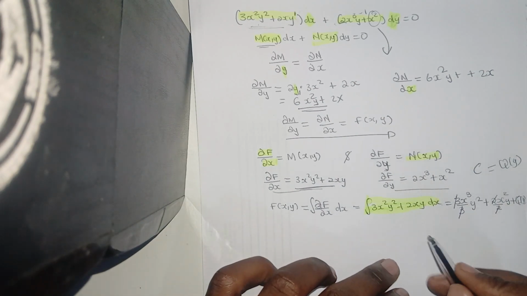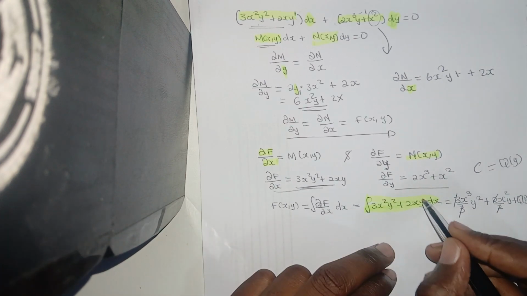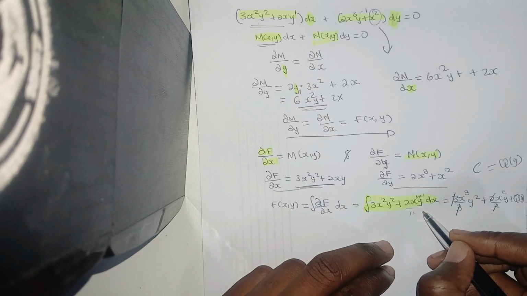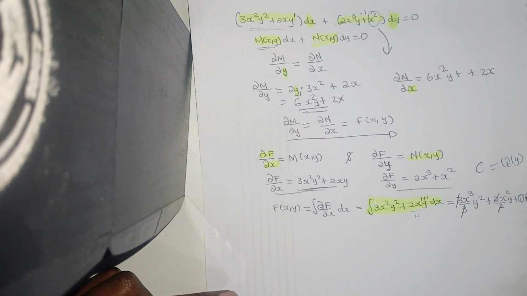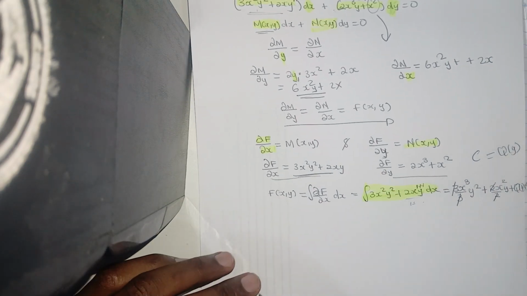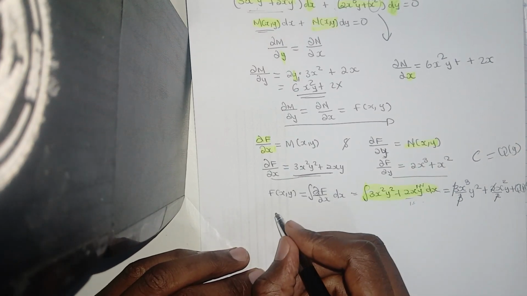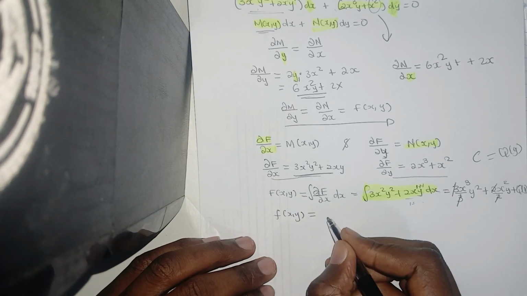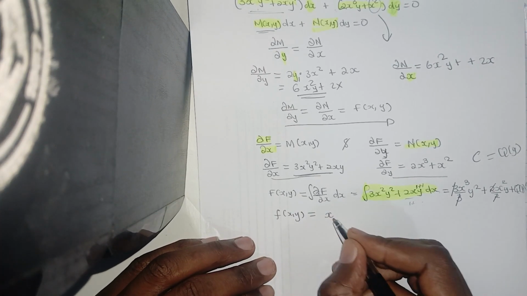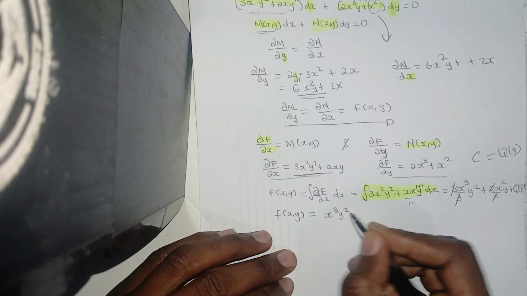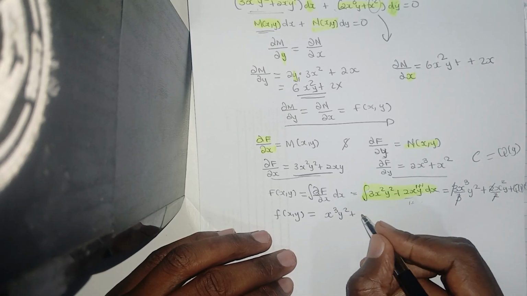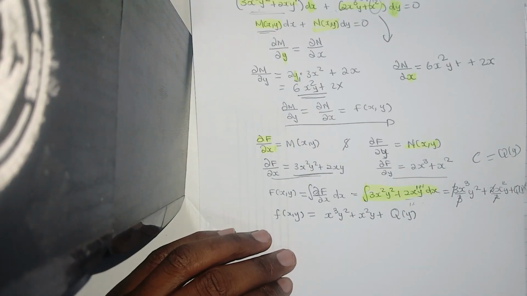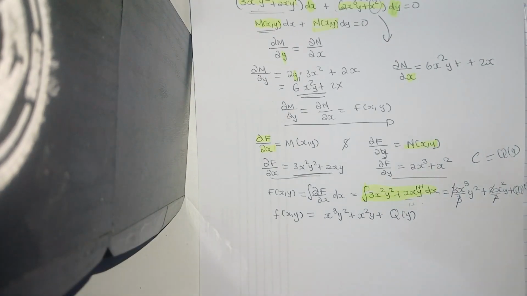I hope you now understand that here, when we say x squared, it's because when you're integrating, you will take this and say 1 plus 1 divided by 1 plus 1, right? We did that in grade 12, those who did technical mathematics, right? So now, let's come to this side. It's f of x, y is equals to x cube y squared plus x squared y plus q of y, right?